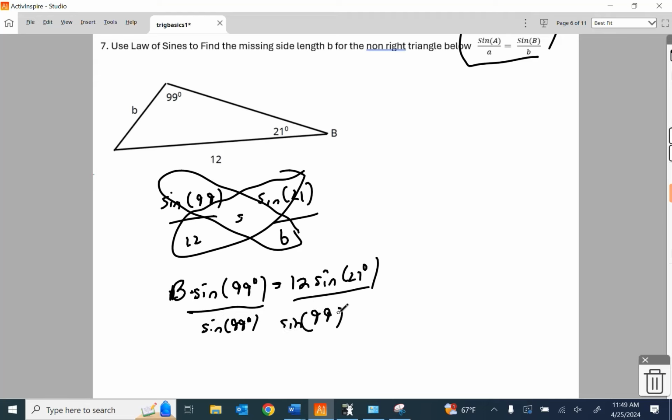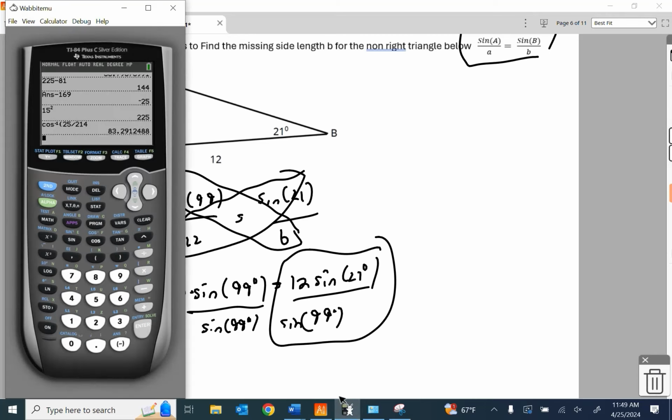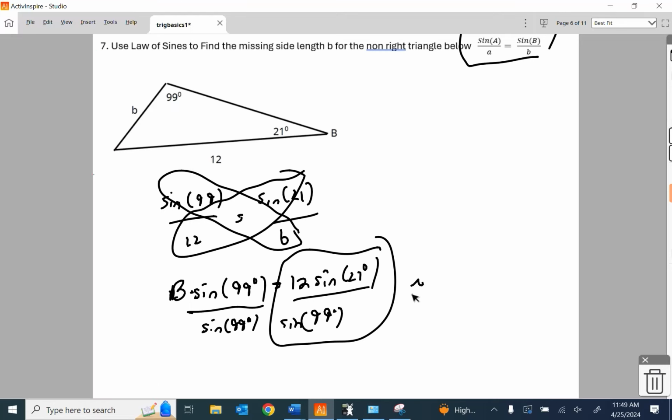Oops, forgot the sine function. And this is my answer. Let's see what she says. 12 sine 21 divided by the sine of 99, 4.35. Ta-da!